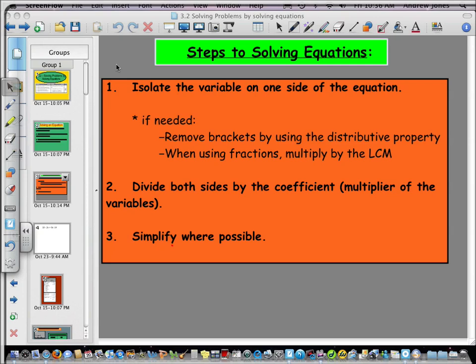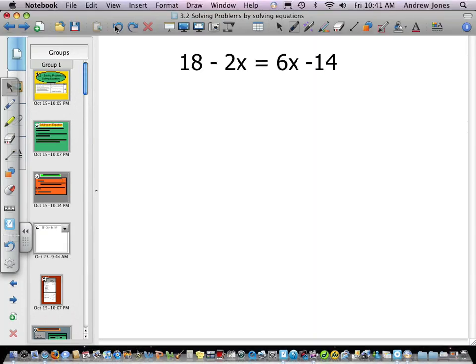A few things that we have to think about when solving equations is that we want to isolate our variables on one side and our numbers on the other. The variable might be represented by an x or any other letter. Here's an example of an equation. We have variables on each side of the equal sign. We need to get them both to one side or the other.